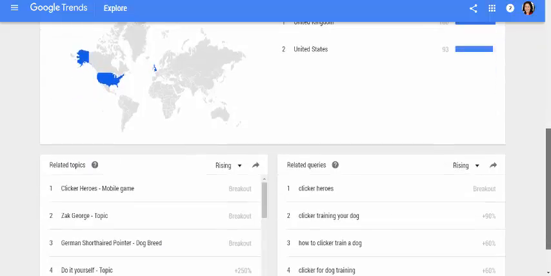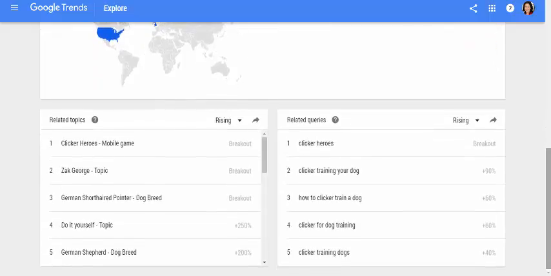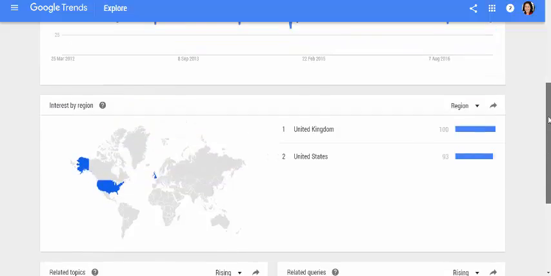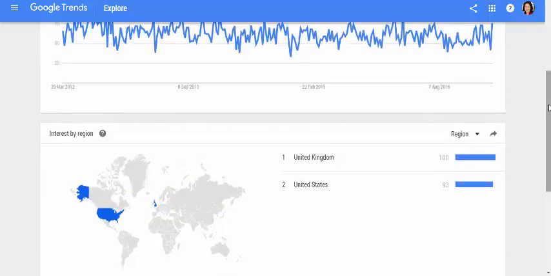Clicker training your dog. How to clicker train a dog. Clicker for dog training. So what you can do is look at the related queries here, which is what I always do. And again, you can make a note of all of these long tail keywords that come up. And if you want an idea of the search volume, you can plug them into the Google Keyword Tool.